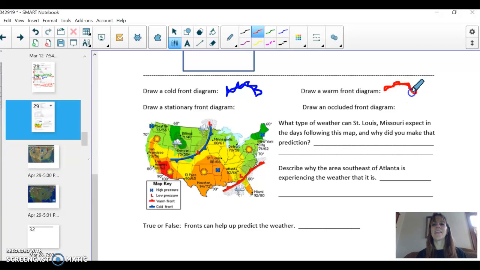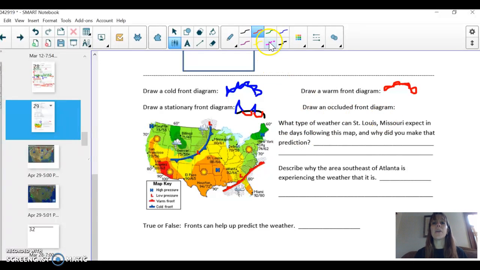And then last but not least are our stationary and occluded. Remember that for the stationary, the two are going in opposite directions, so I've got kind of my line. And then I'm going to have a blue triangle going one direction, and a blue triangle. And then I'm going to have red semicircles going the other way because remember they're pushing against each other. Sorry, that is a little messy.